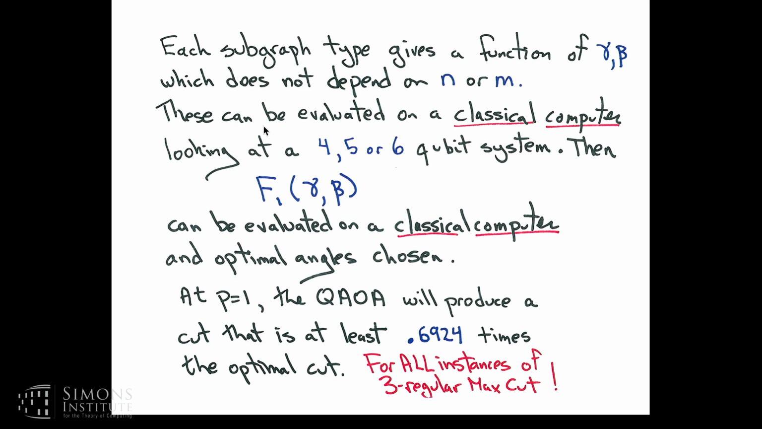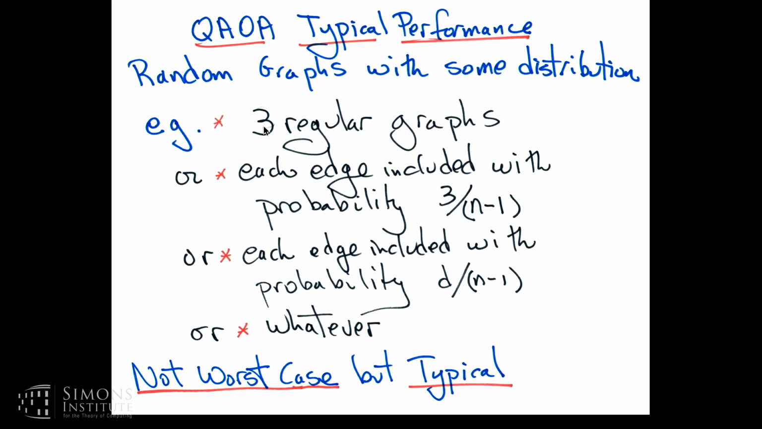So now I want to change it and not look at worst case performance, but look at the QAOA on typical graphs. So I want to imagine that I'm generating graphs by some distribution. So for example, I might be sampling uniformly 3-regular graphs. Or I might include each edge with a probability 3 over n minus 1. If you do that, the average degree is 3. Or I might include each edge with a probability d over n minus 1. That means the average degree is d. Whatever, I have a distribution.